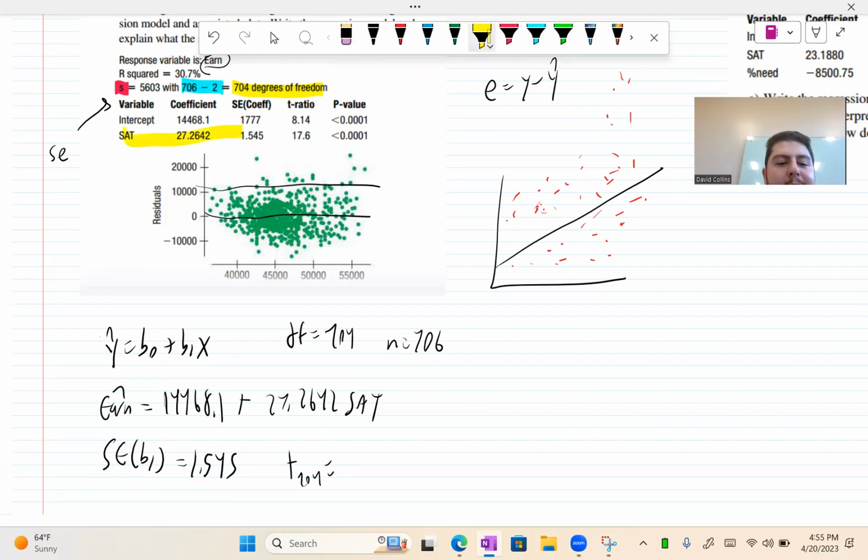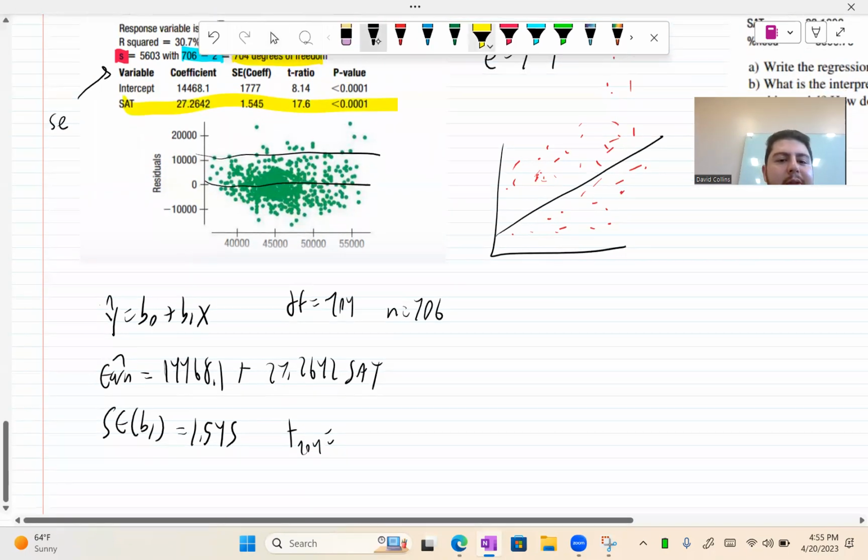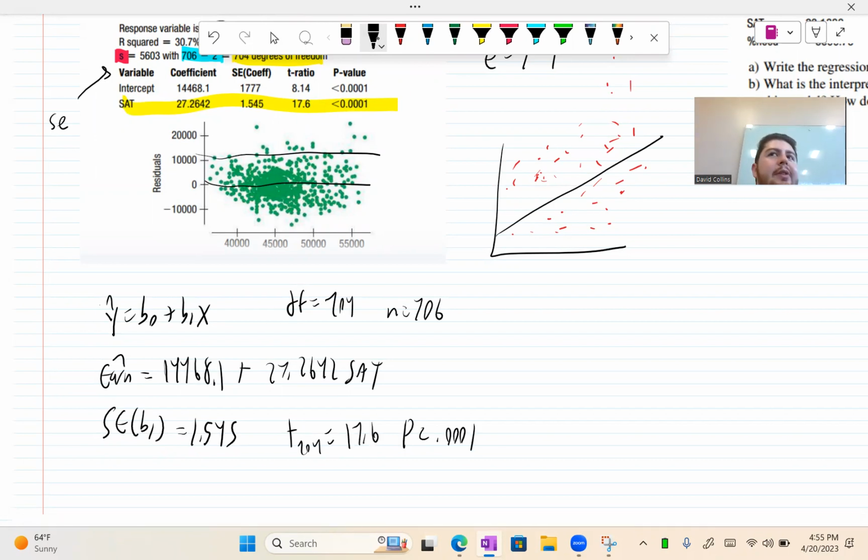Right, we're looking at this row. So yeah, our t-score is 17.6, our p-value is less than 0.0001. So it did the hypothesis test for you.